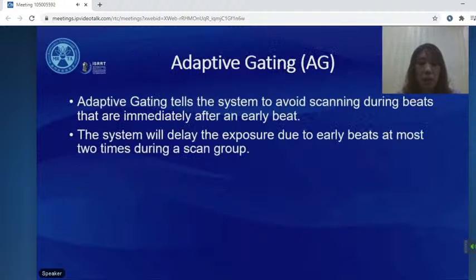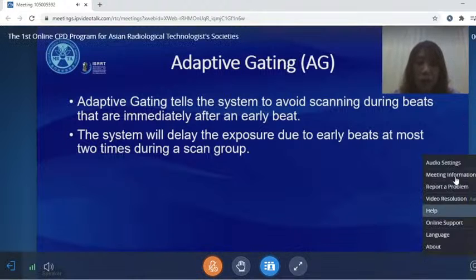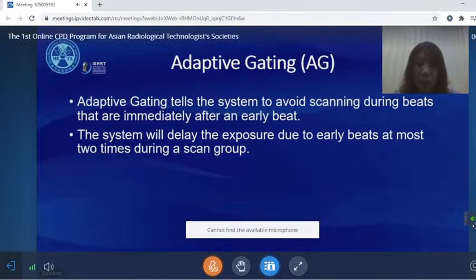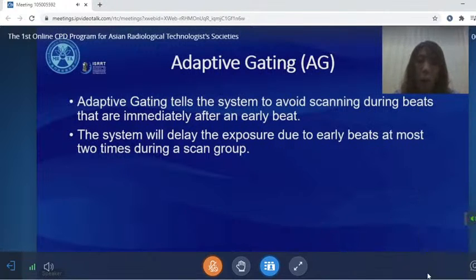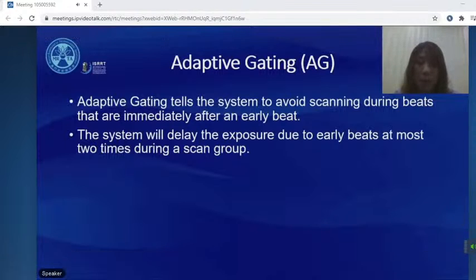And then we have another function, adaptive gating, which is to avoid scanning during beats that are immediately after an early beat. Once a premature early beat is found, the system would not scan immediately. It would scan in the next normal beat. The system will delay the exposure due to early beats at most 2 times during a scan group.